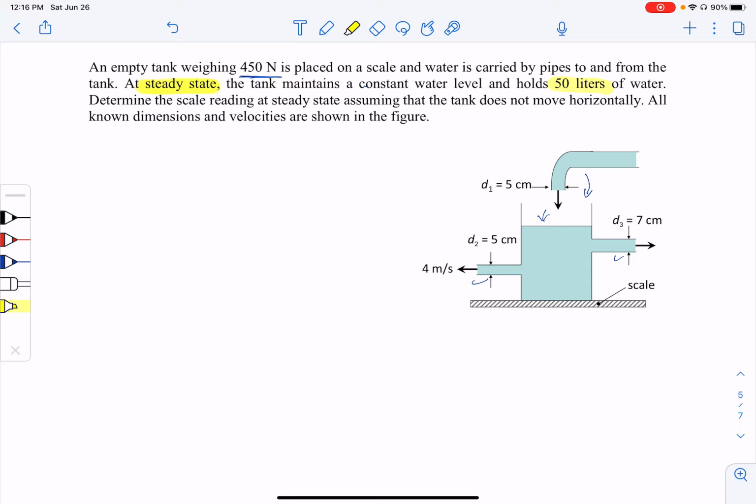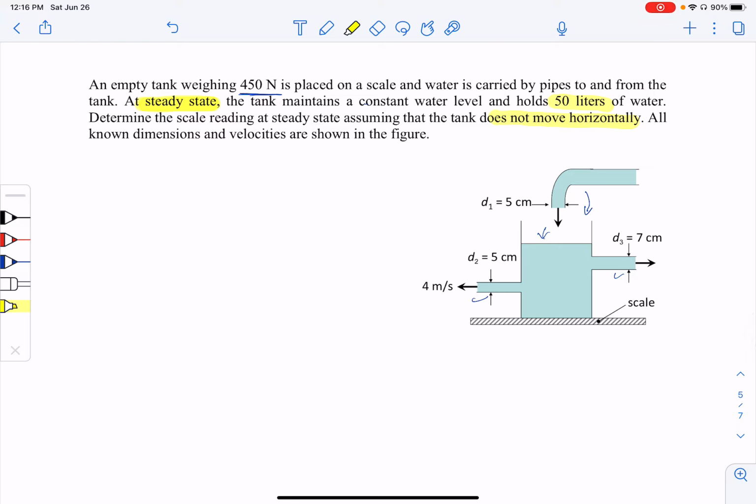It also said that the tank is not moving horizontally. So now we are trying to find the values for the forces in case that don't allow the tank to move horizontally. So let's see how we can solve it.